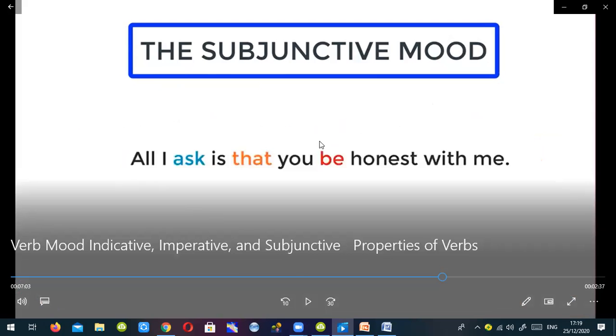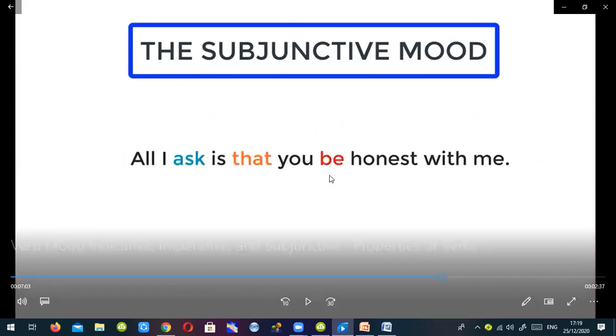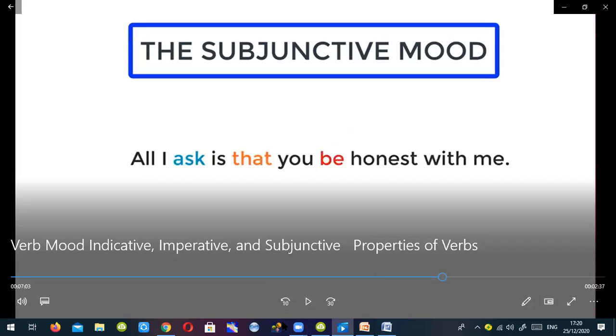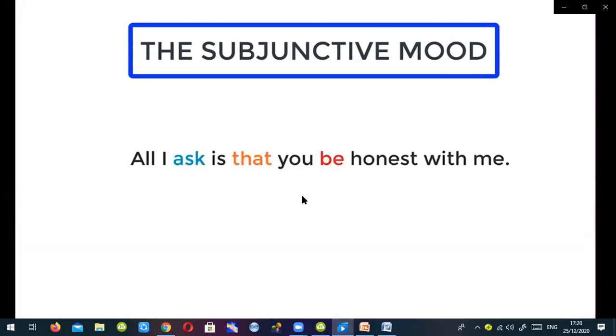All I ask is that. Okay, look at here, the strange thing in the subjunctive mood. All I ask is that you be, not you are, right? It's present tense. In the present tense, we always use be, not is, am, are. But in the past tense, it is always were, not was. Only were, right? That's the thing. That you be honest with me.